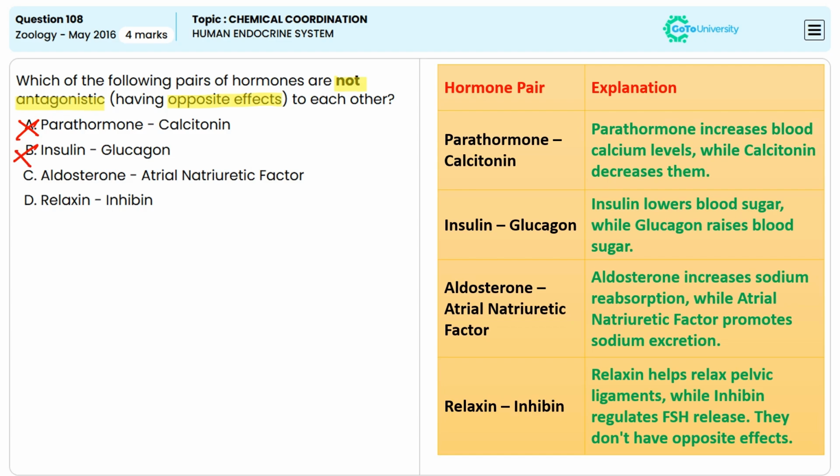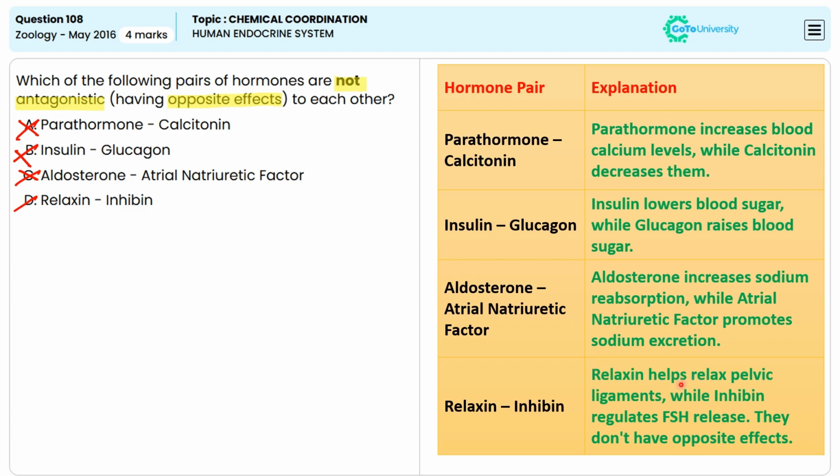Option C, aldosterone and atrial natriuretic factor. So aldosterone increases sodium reabsorption while atrial natriuretic factor promotes sodium excretion. So that means option C is also an incorrect answer, because A, B and C are examples of antagonistic effects in hormones. Now finally we have relaxin and inhibin.